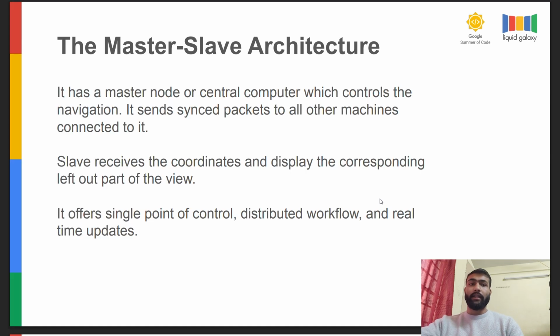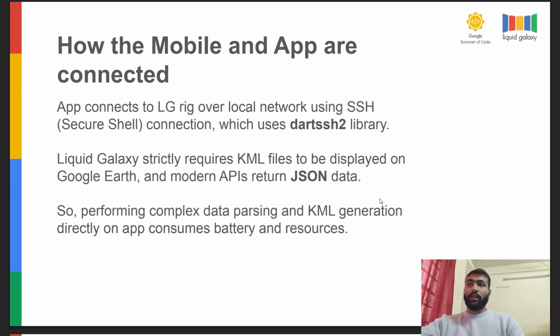Then how do our mobile app and the rig get connected? It gets connected using the dartssh2 library with Flutter, and it uses the SSH client for connection. It uses secure shell. Since Liquid Galaxy requires strictly KML files only, and modern APIs give data in JSON format, we have to convert the JSON format into KML, which could not be done in Flutter since it requires battery and more storage. So now we are using Node.js as a middleware.